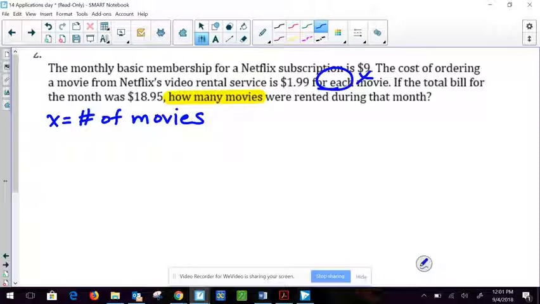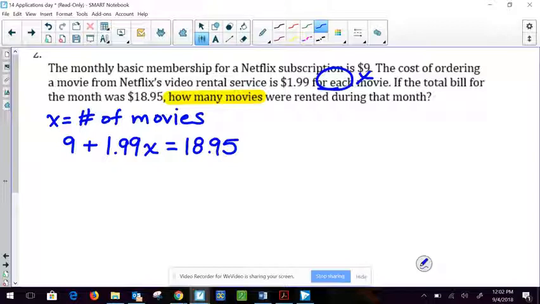Going back to our problem, it says that you're charged $9 and a certain amount per movie. It's $1.99 per movie. Each movie, that tells us where the X goes. Total bill for the month, so equals 18.95.